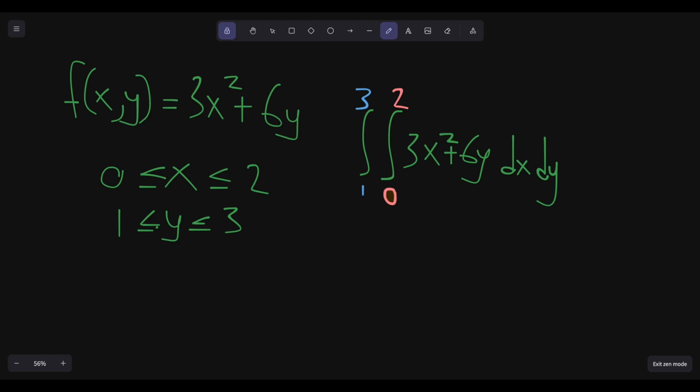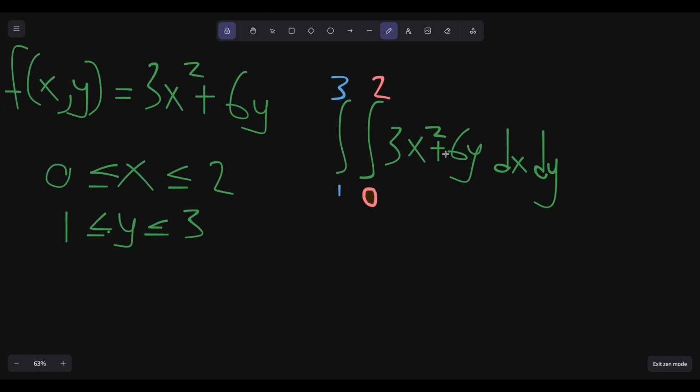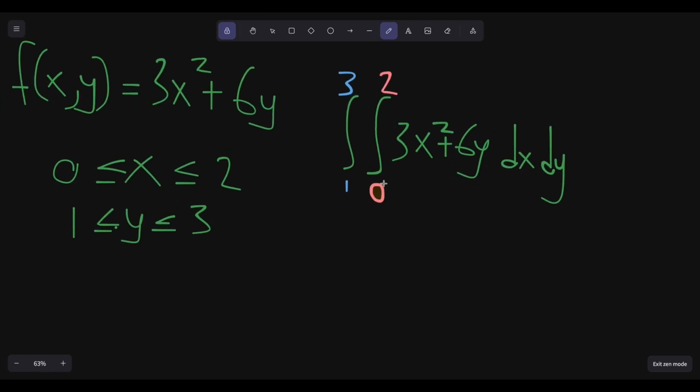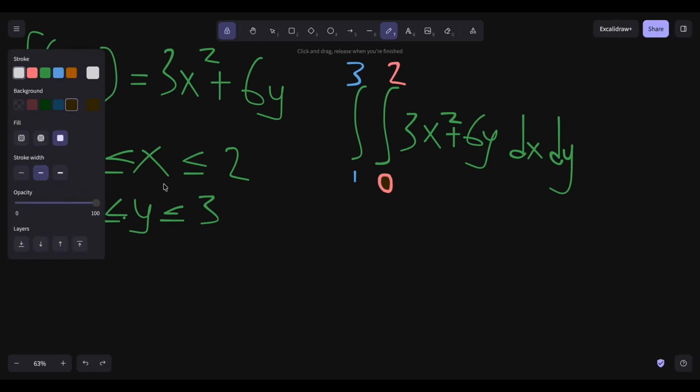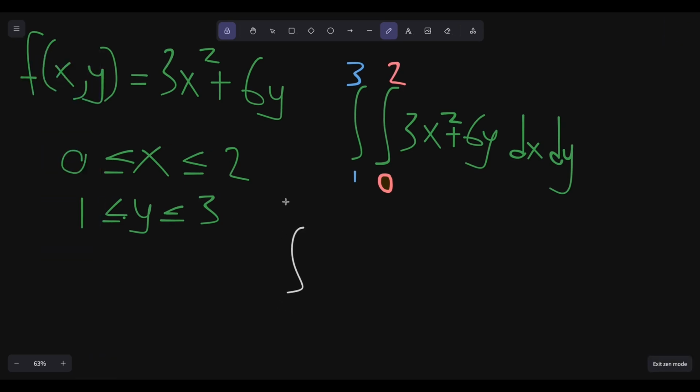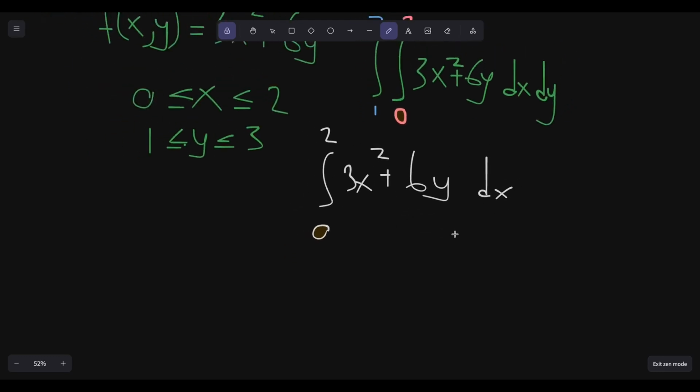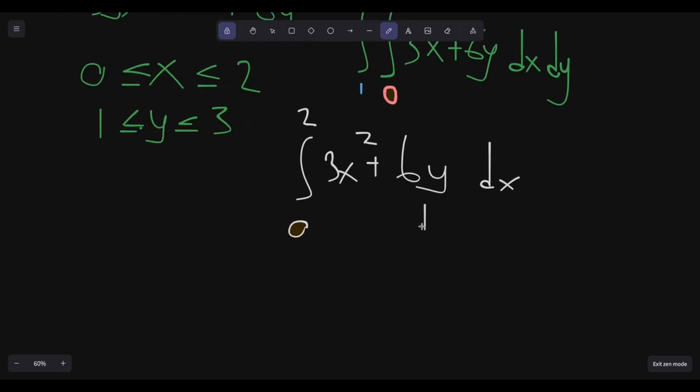Now, if we are integrating with respect to x, this 6y would be treated as a constant. So first let's just evaluate the inner integral. This inner integral is from 0 to 2, 3x squared plus 6y dx. The 6y would be treated as a constant, so this would just be 6yx.